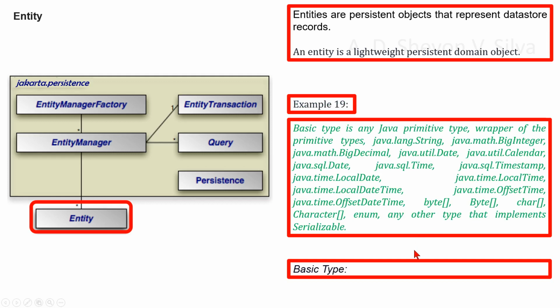Now we are considering basic types. A basic type is any Java primitive type, wrapper of the primitive types, java.lang.String, java.math.BigInteger, java.math.BigDecimal, java.util.Date, java.util.Calendar, java.sql.Date, java.sql.Time, java.sql.Timestamp, java.time.LocalDate, java.time.LocalTime, java.time.LocalDateTime, java.time.OffsetTime, java.time.OffsetDateTime, byte array, character array, enum, or any other type that implements Serializable.